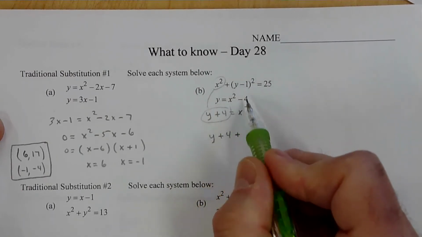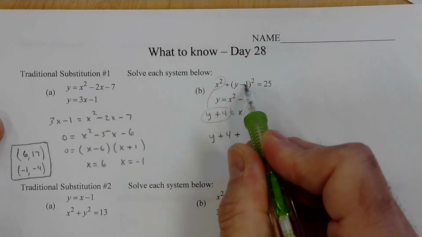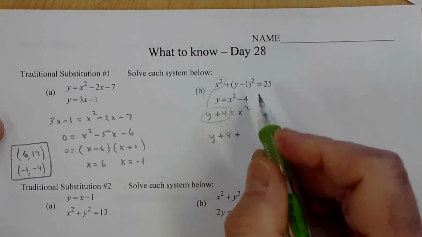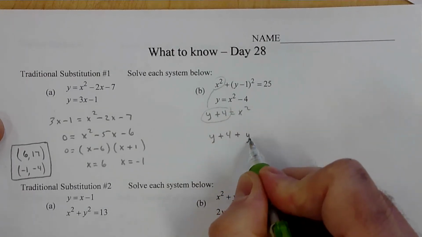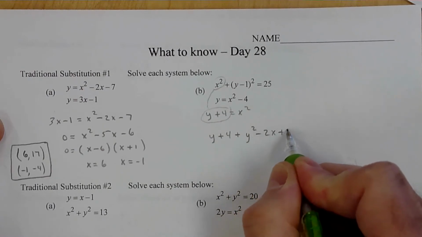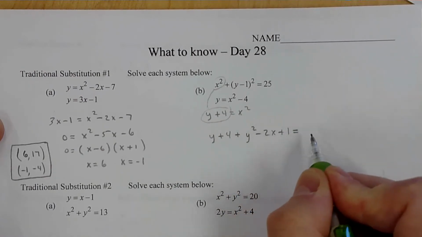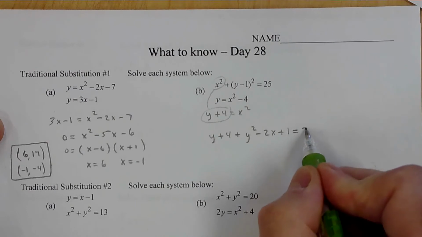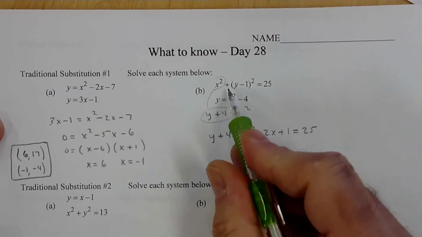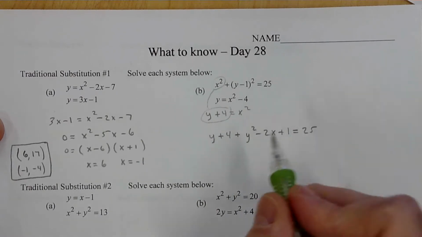At this point, to save some space, this y minus 1 squared has to be multiplied out. So I'm going to multiply it out and write that here just to save some space. If you need to use a generic rectangle, use a generic rectangle, but you should get that polynomial with the 25 still over here. Okay, so we substitute a little unconventionally.